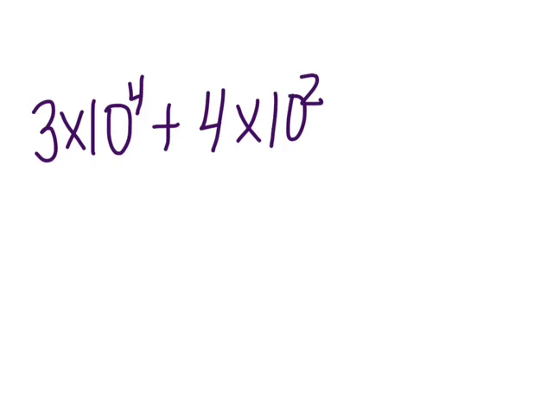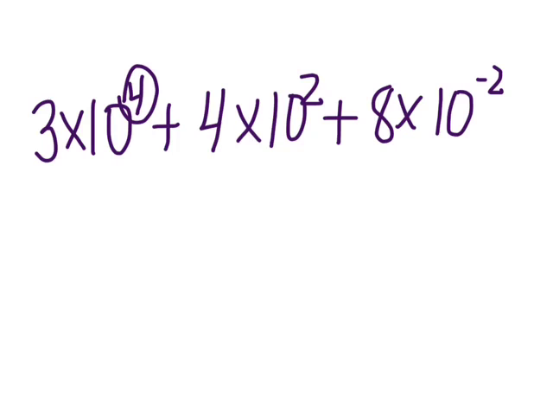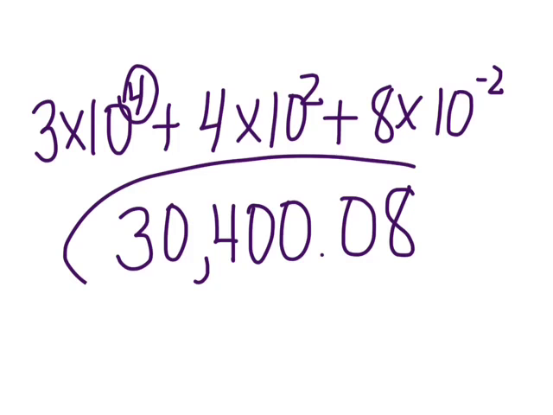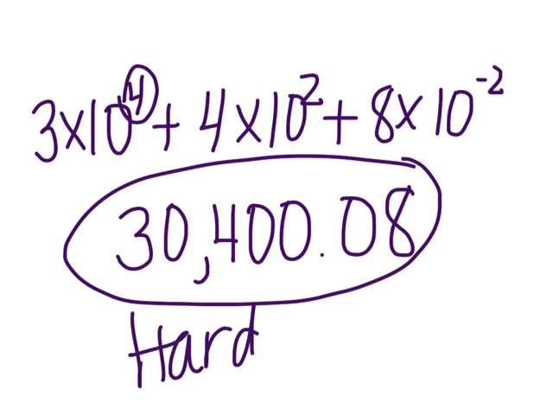Okay, last one. Let's say we have 3 times 10 to the 4th plus 4 times 10 to the 2nd plus 8 times 10 to the negative 2nd. Okay, 4 zeros. So that would be 10,000. So that would be 30,000. 4 times 1 with 2 zeros would be 100. So 400. 8 times 10 to the negative 2 would be 8 hundredths. That one is hard. I don't see that there will be one like this on there, but you have to know what these exponents mean. Good luck!